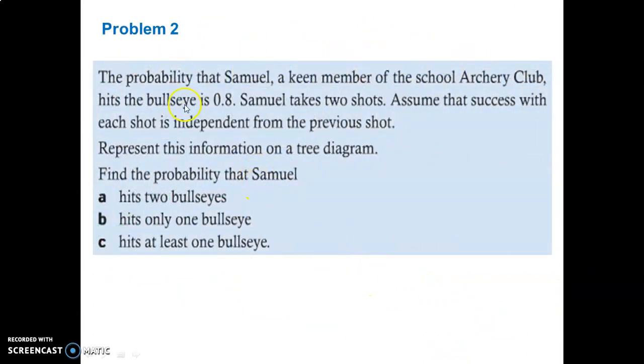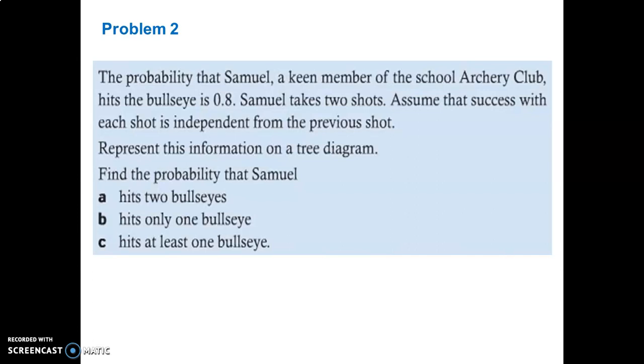Okay, last problem. We have the probability that Samuel, a keen member of the school archery club, hits the bullseye. So I guess he's shooting some arrows, and he has a good probability of hitting the bullseye. He's a very good archer, 0.8. Samuel takes 2 shots. Assume that success with each shot is independent from the previous shot. So it tells you about independence here. So if he does well on the first shot, it does not change his probability for the next one.